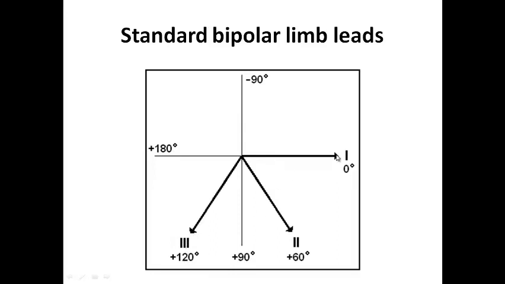And as we know, all the degrees in the lower half of this circle will be positive, and all the measurements in the upper half of the circle will be negative.